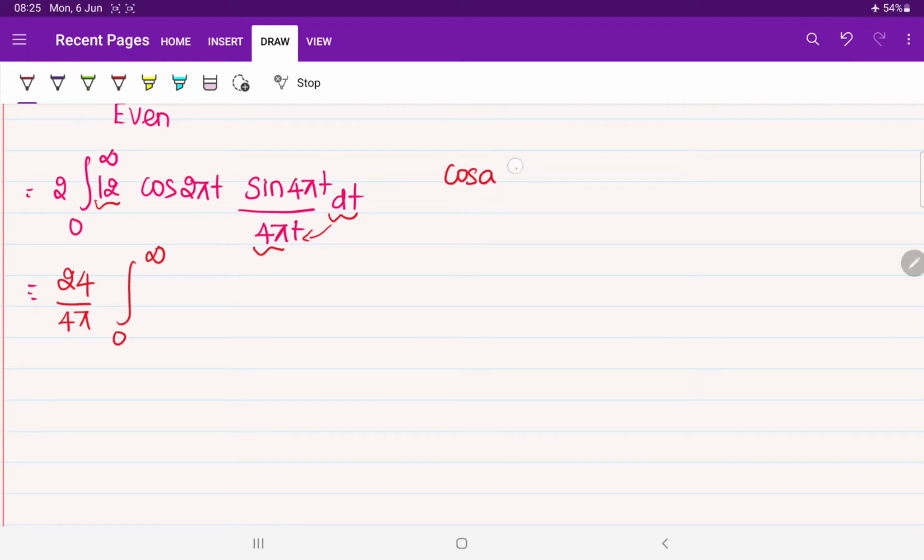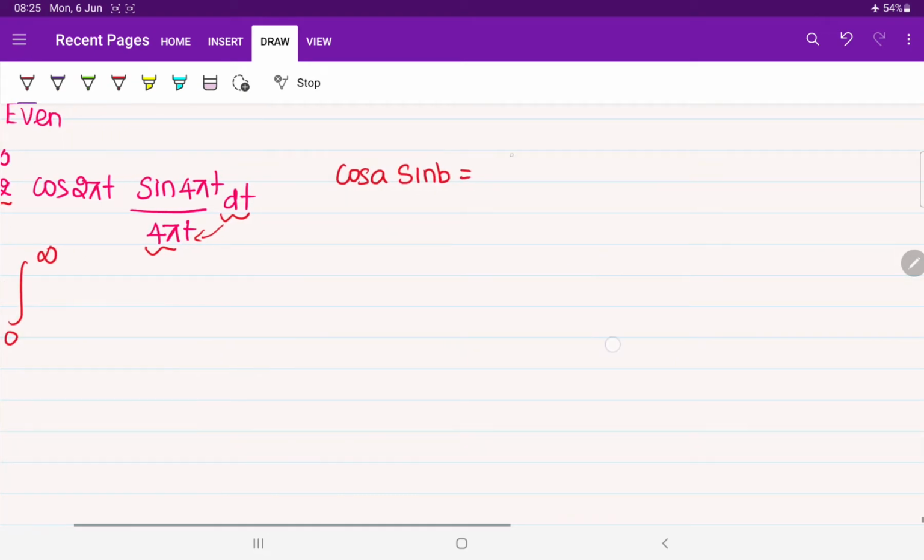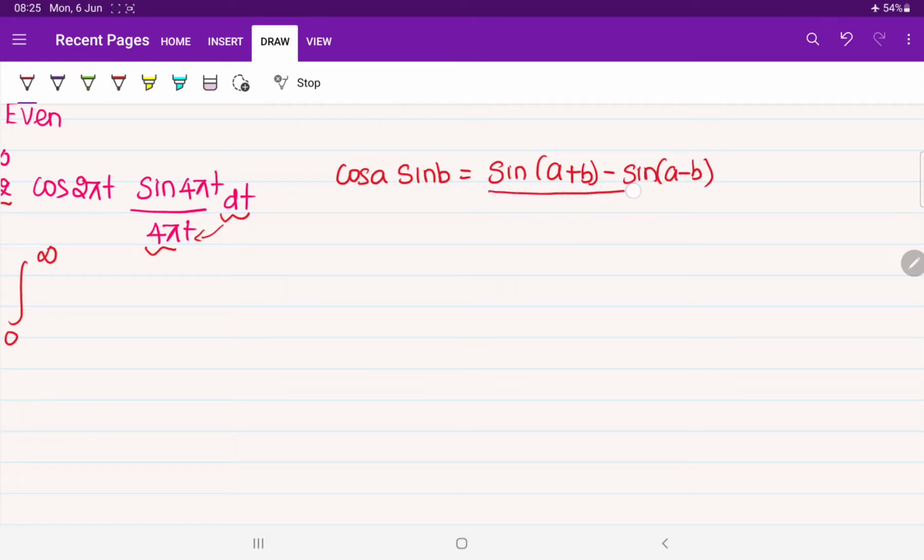How to convert this? It is in the form of cos A sin B. When we have cos A sin B, we all know this can be written as sin of A plus B minus sin of A minus B, upon 2. Can we write like this? Yes. Now in place of A we have 2 pi t, and in place of B we have 4 pi t.